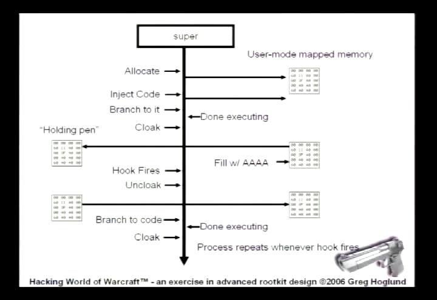Okay, so we allocate the memory, we inject that blob that you saw, we branch to it. As soon as the blob is done, we cloak it by moving it into the holding pen, and when our hook fires on render world, we're going to do the same thing all over again: uncloak, move it back, branch to it. When it's done, it recloaks, and the process just repeats forever.